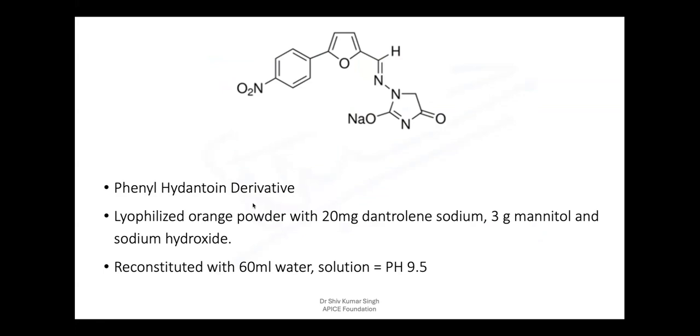So dantrolene is a phenylhydantoin derivative. It was initially discovered, or invented, as a muscle relaxant. As I was showing in the image, it is a lyophilized orange color powder, and it has got 3 grams of mannitol as well, which is actually also useful in the sense that it will also cause diuresis, and you need diuresis in a patient who's developing rhabdomyolysis. And the pH is highly alkaline. It's a pH of 9.5.